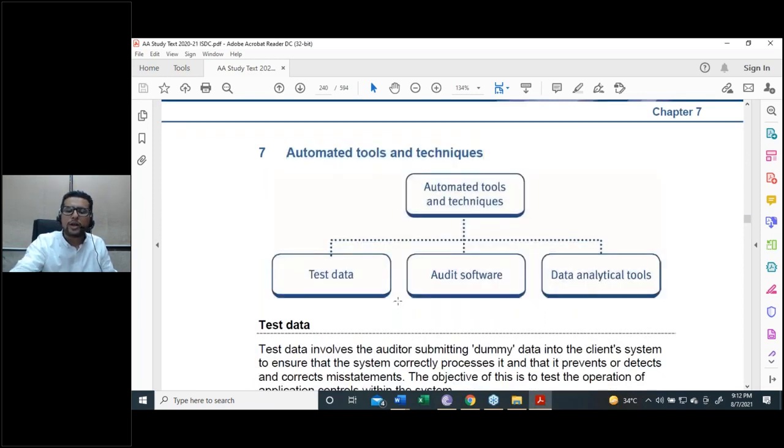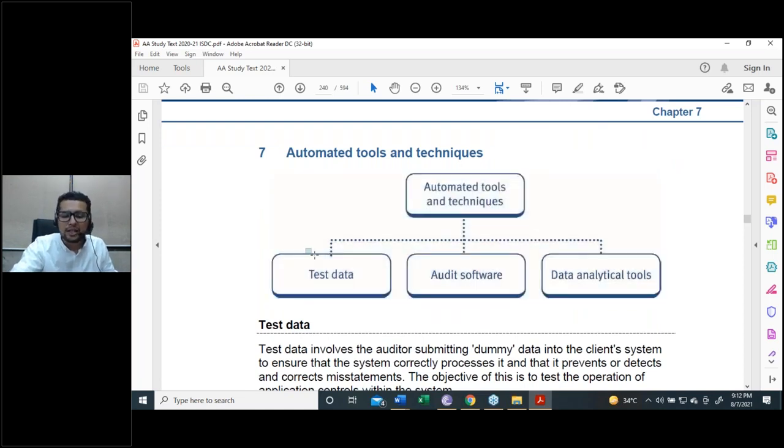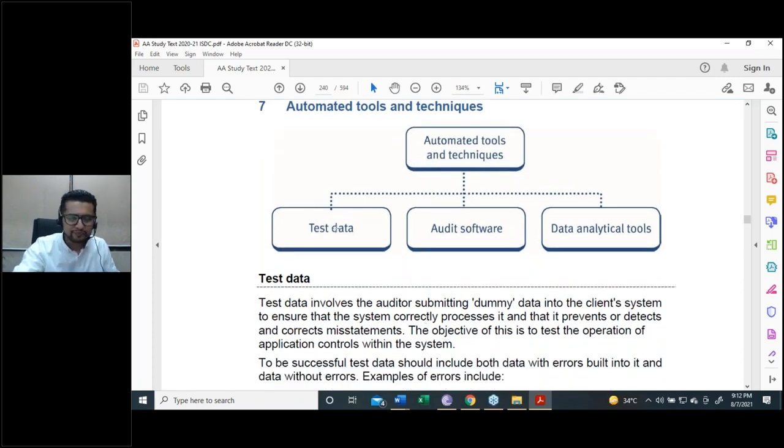Now, if we are going to divide computerized audit techniques or the automated tools, there are three categories. Historically, in the audit and assurance syllabus, there used to be two techniques called test data and audit software. But now there is one more technique, data analytical tools. Now, what are these techniques?